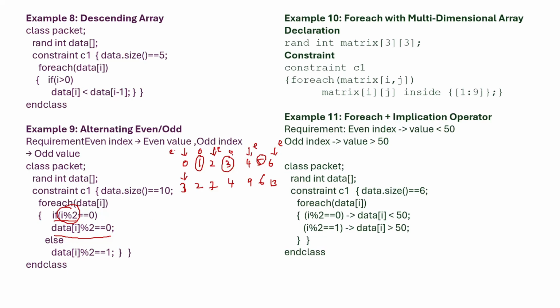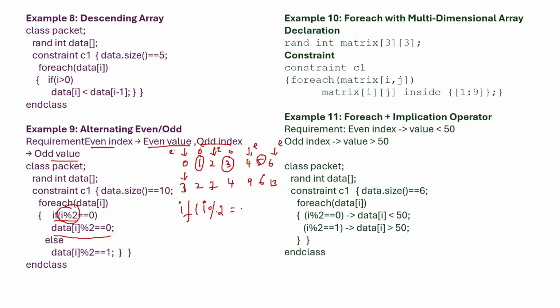So odd index, even values, even index, even values, odd index, odd values. Okay, he's writing the correct one. So whatever I am explaining, for this I want to write this condition like this.